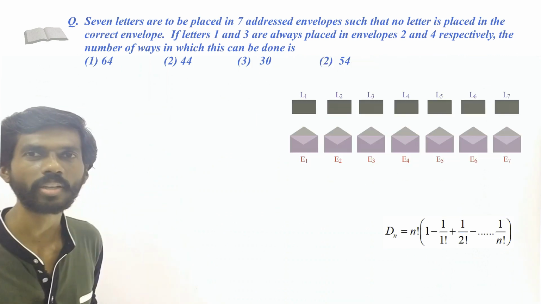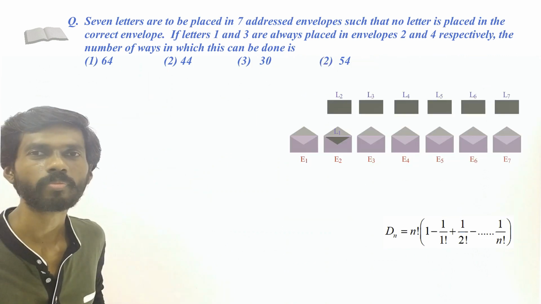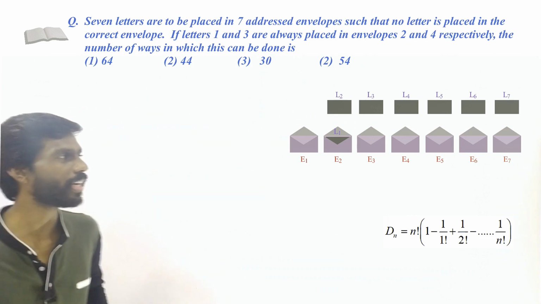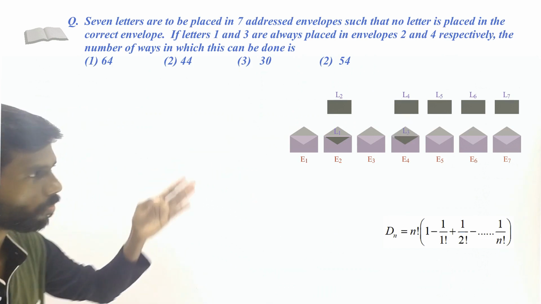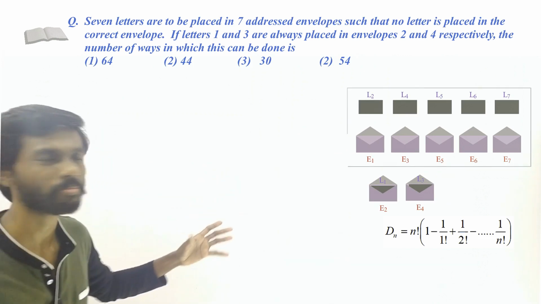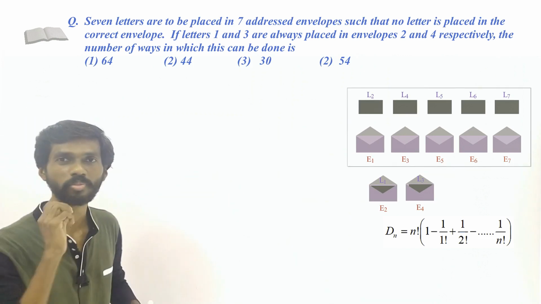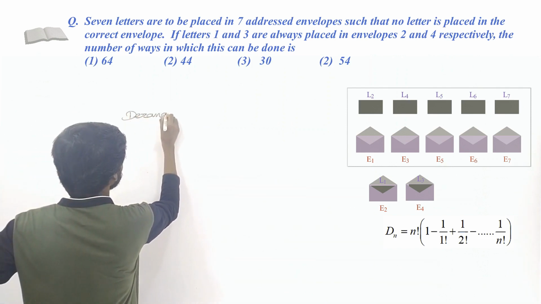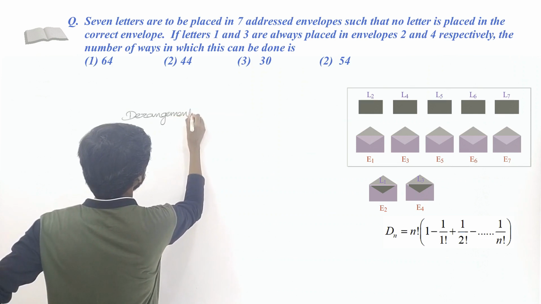The letter 1 is always placed in envelope 2, so we have no role to play, it is already done. So you keep it aside. Similarly, letter 3 is always placed in envelope 4, so that also is kept aside. The remaining 5 letters we have to mess up. Let us find the derangement of the remaining 5 letters.